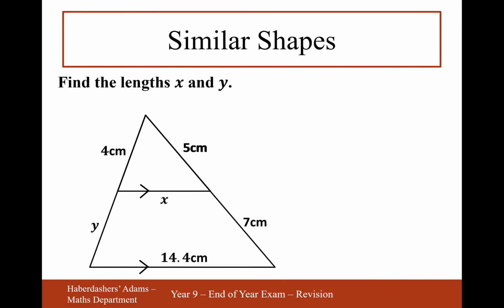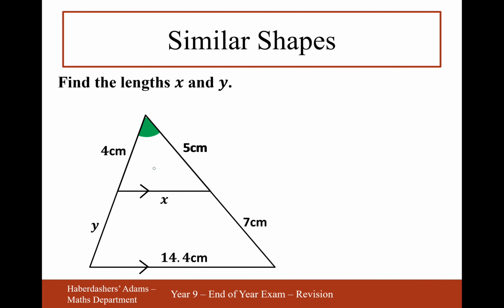Alright then, and a similar question here, well not a similar question, but another similar shapes question anyway. How do we do these sorts of questions here? We've got one triangle nested inside a bigger triangle. Don't think of this as one triangle and then a trapezium. Think of this as one triangle and then a bigger triangle, and one is nested inside the other. I'll show you what I mean by nested inside the other.